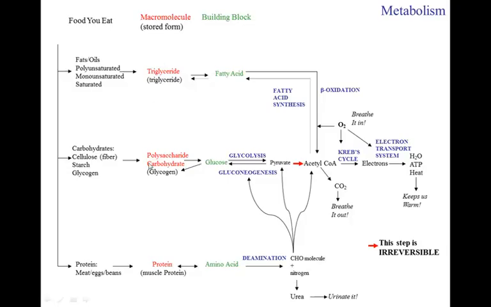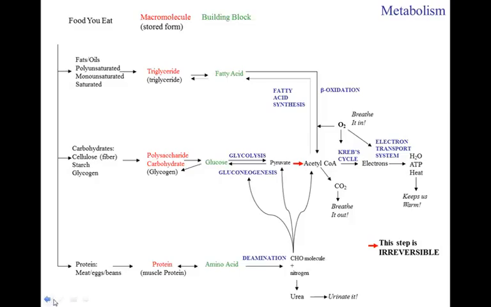Okay, so the macromolecules are here in red, and the digestive system functions to take the macromolecules and break them down to the building blocks, which in this diagram are in green. So the building blocks of triglycerides are fatty acids, the building blocks of carbohydrates are glucose, and the building blocks of proteins are amino acids. Something you should know and you should remember from A&P 1 as well as our discussion in class.